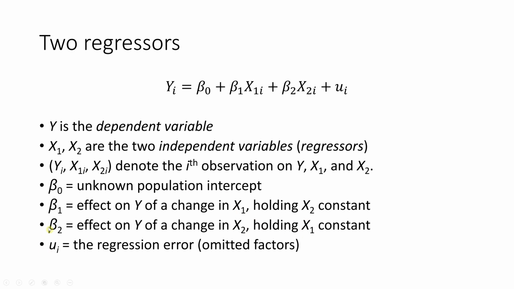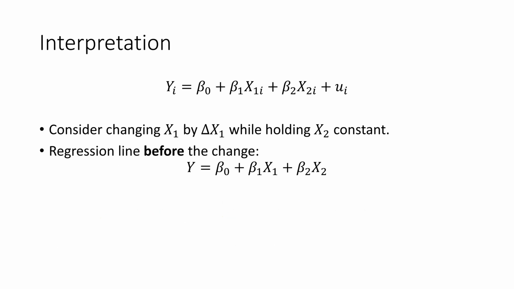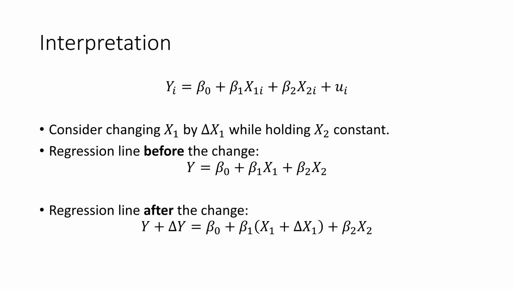So in other words, beta 1, now that we have multiple variables, is the effect on test scores of changing student to teacher ratio while holding English language constant. Right, so really the interpretation is considering changing x1 by a change in x1 while holding x2 constant, right? We're really just saying this is the impact of one variable changing while holding the other constant.